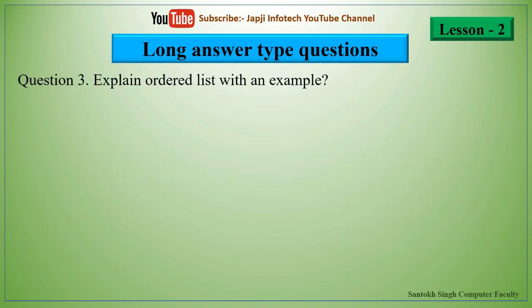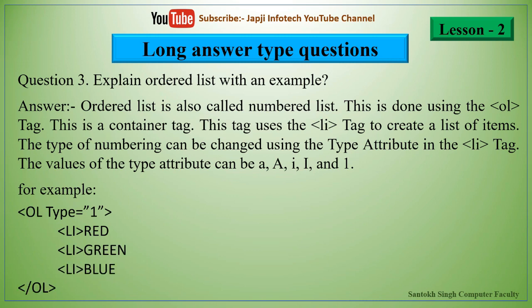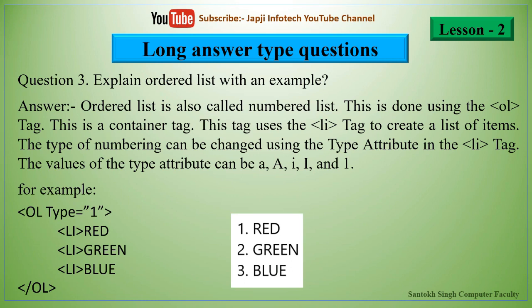So third question is explain order list with an example. So order list is also called number list. This is done using the OL tag. So this is also a container tag. This tag uses the li tag to create a list of items. The type of numbering can be changed using the type attribute. The value of the type attribute can be small letter, uppercase letter, Roman letter, small and uppercase Roman letters. The example of the OL tag is given below, and this is the output of the OL list.